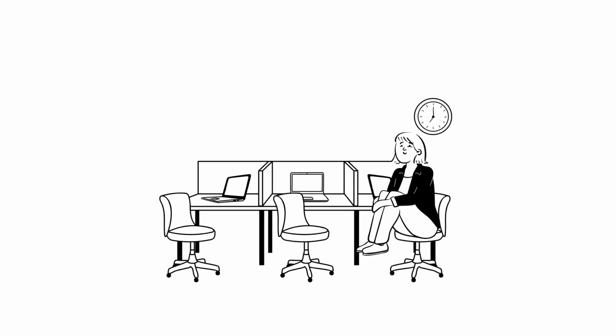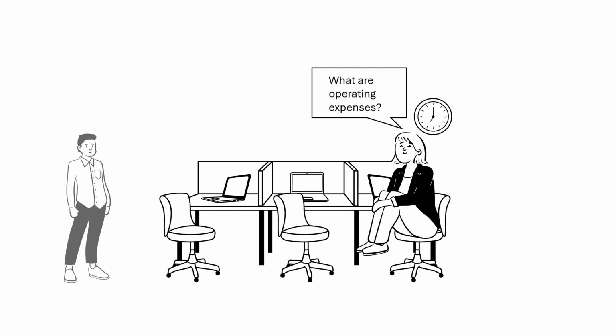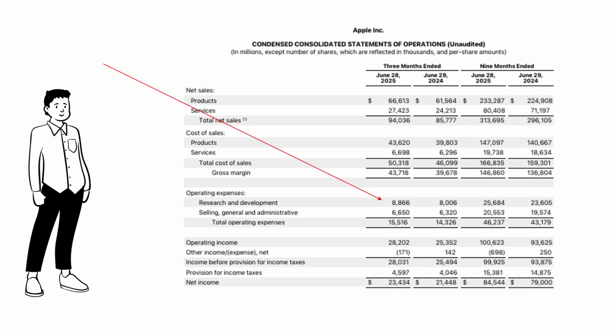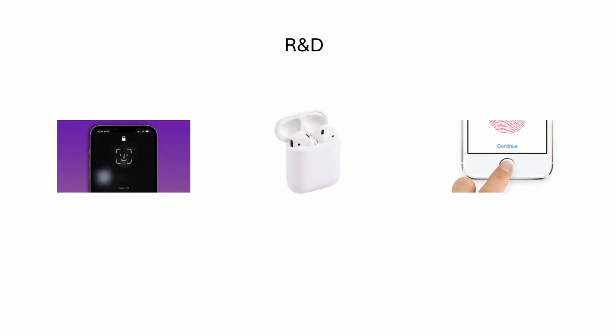So then, what are operating expenses? Operating expenses consist of all other expenses needed to run the business day to day. Operating expenses consist of research and development and selling, general, and administrative expenses. They can be found here on the income statement. R&D, or research and development, in the case of Apple, will consist of expenses associated with the innovation of new products. Think of Face ID, cordless headphones, fingerprint unlock. All of this underwent massive amounts of research, creation, and several adjustments.